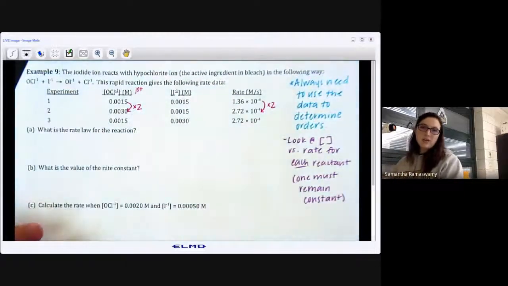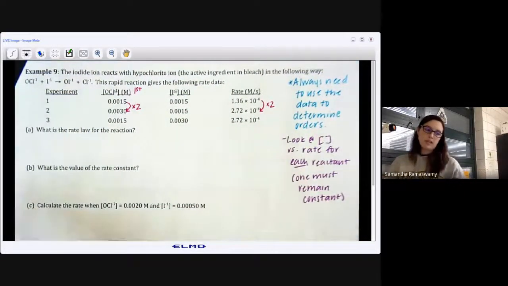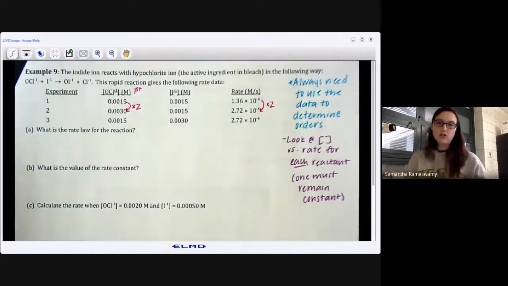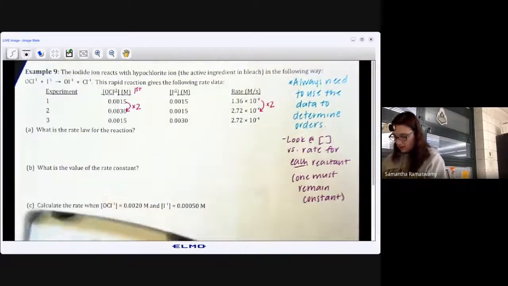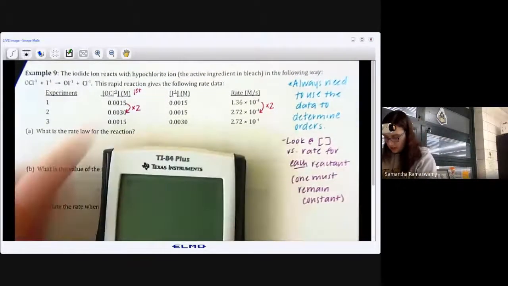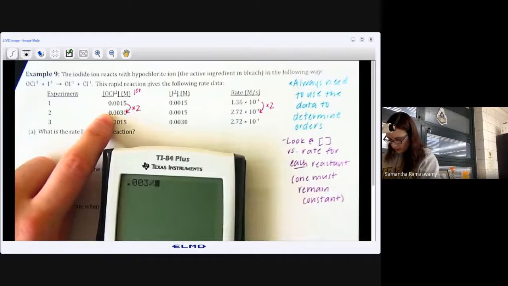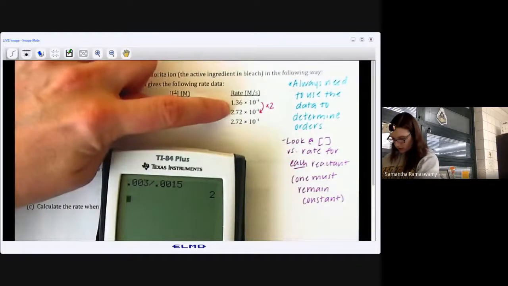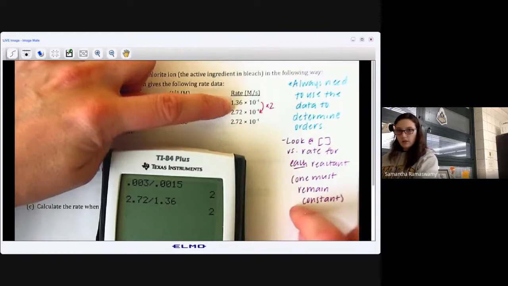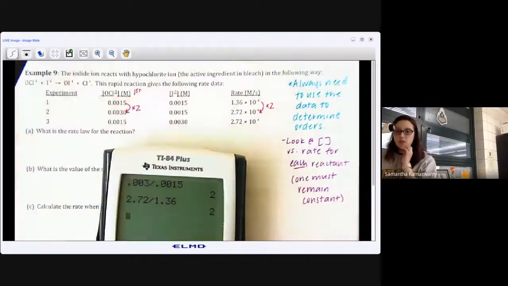Now let's say you're like, okay, well, how was I supposed to know that 1.36 doubled is 2.72? You could go the other way, right? So here's what I would recommend doing. And I always tell people, if you have a calculator, to do this. 0.003 divided by 0.0015 is 2. So to go from experiment 1 to experiment 2, you're multiplying by 2. So do the same thing over here. 2.72 divided by 1.36 is 2. So to go from 1.36 to 2.72 is 2.